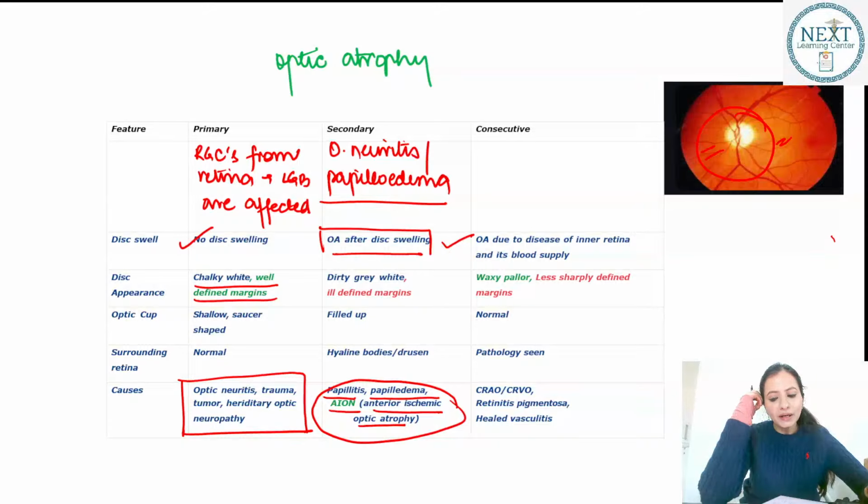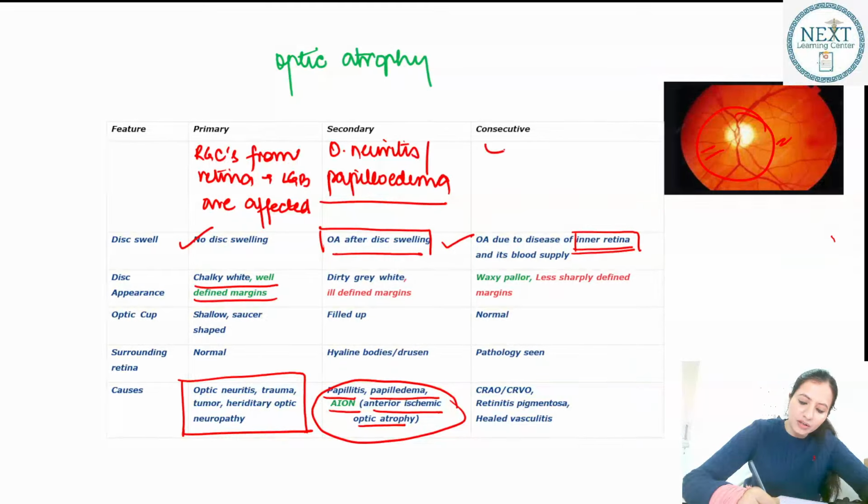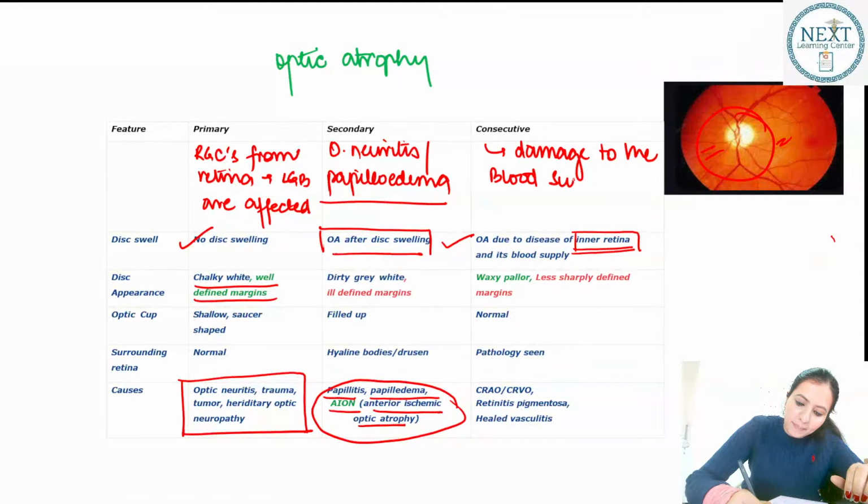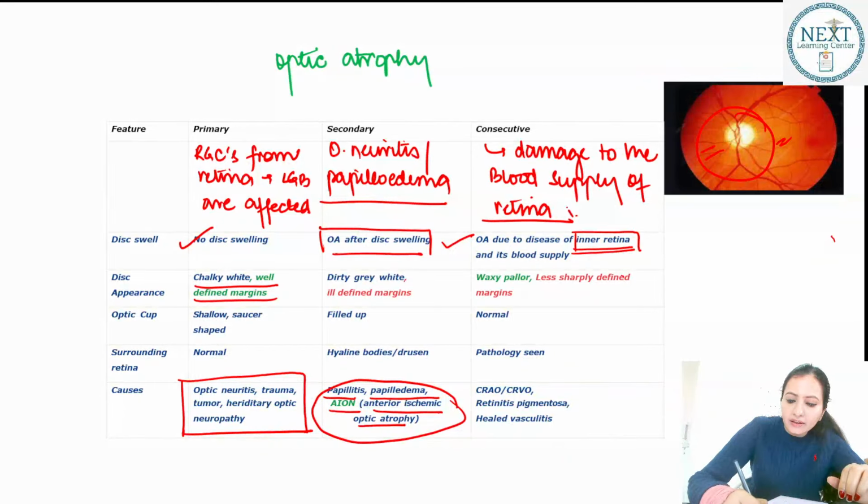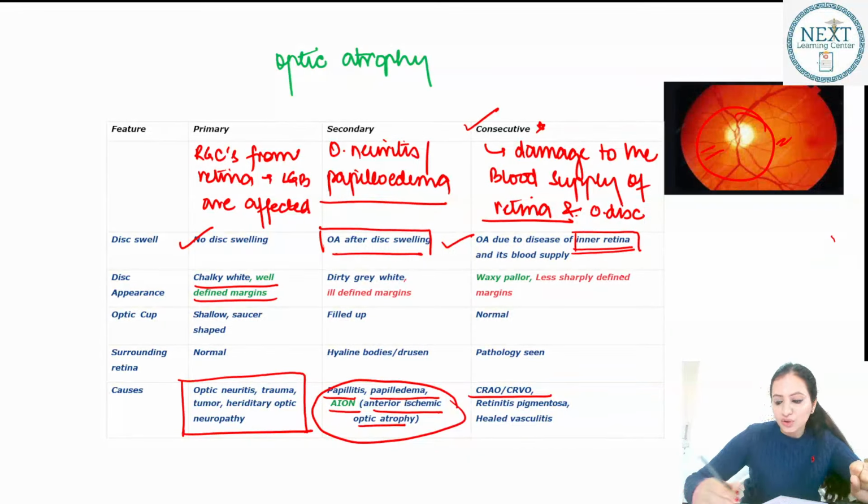Then consecutive optic atrophy is the one that occurs because of the disease of the inner retina. Okay, what is happening in consecutive optic atrophy? There is damage to the blood supply of the retina, okay, and the optic disc. So whenever there is any disease that is damaging the blood supply of optic disc, the atrophy that is occurring is what you call as consecutive optic atrophy. It is commonly seen in conditions such as CRAO, CRVO, retinitis pigmentosa, and healed vasculitis.